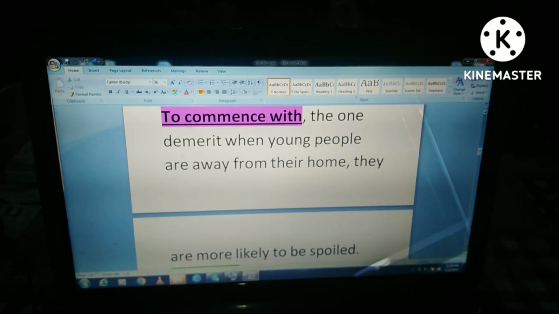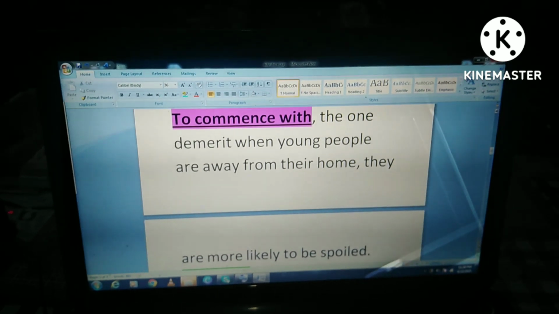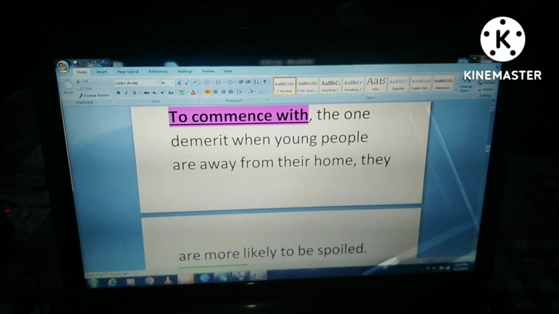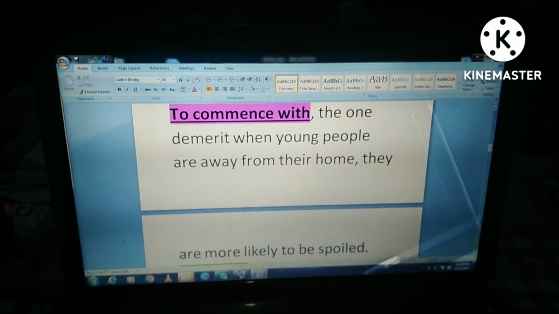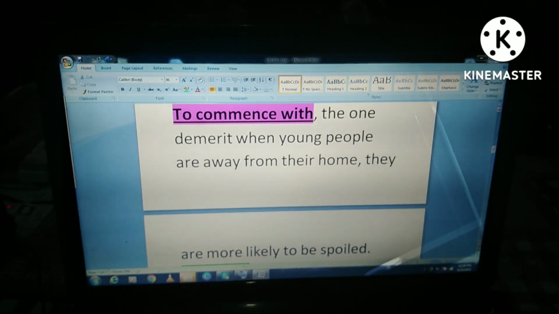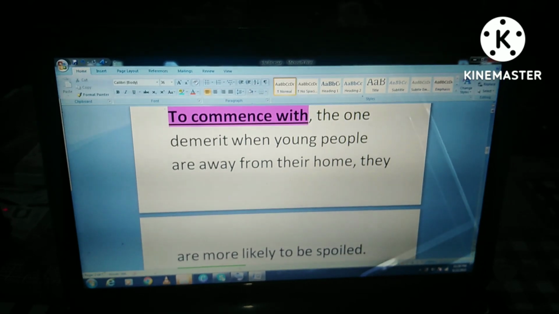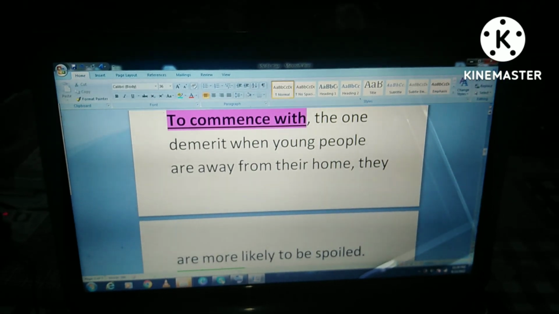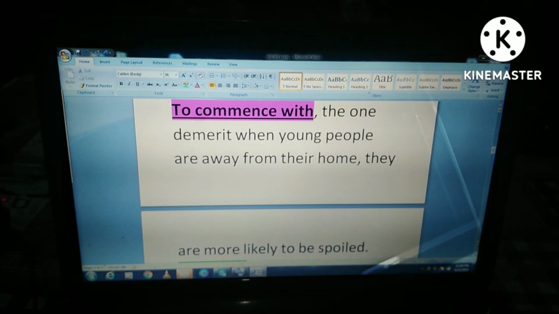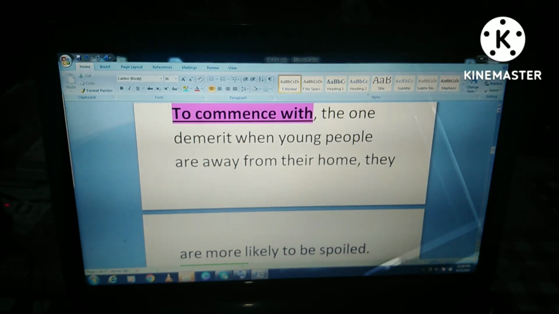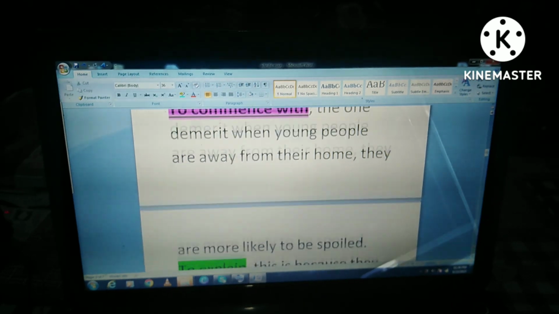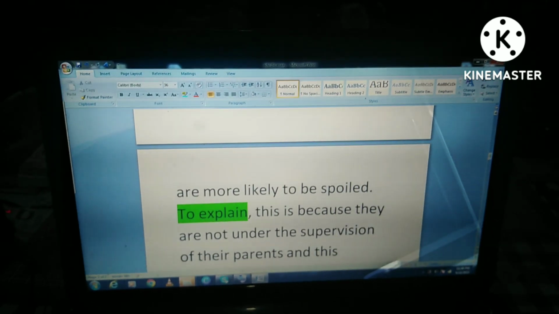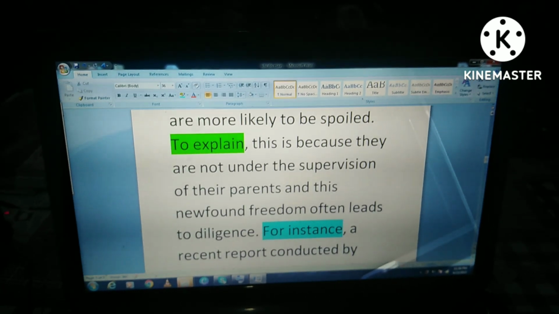Here I am starting my main body, paragraph number 1, with the words "to commence with." It means "to start with" or "firstly." One demerit, meaning drawback: when young people are away from their home, they are more likely to be spoiled.